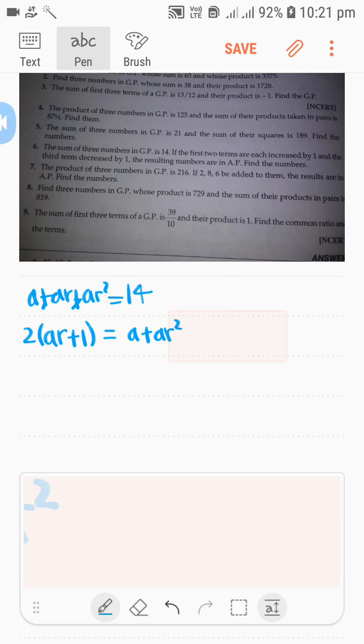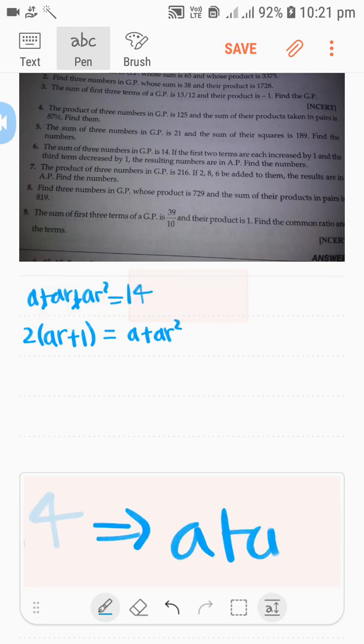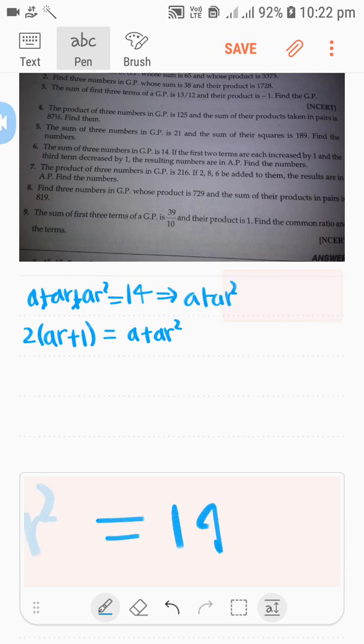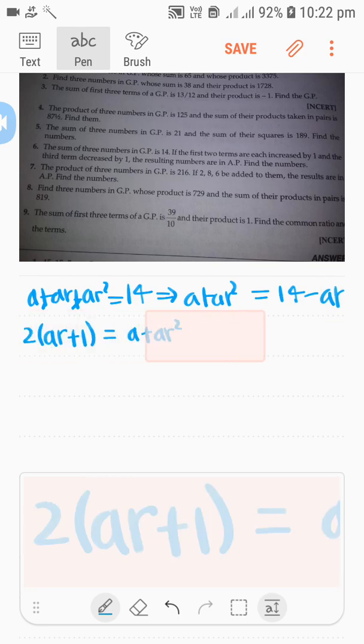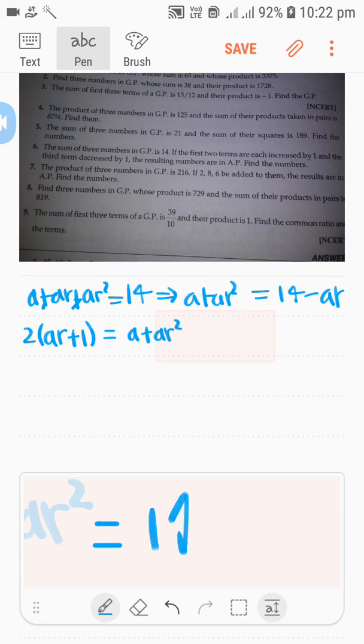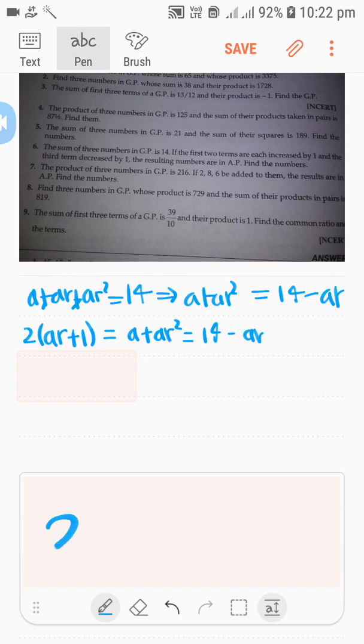And here's the deal: a plus ar squared we already know is just 14 minus a. Well, how? From this equation we know that a plus ar squared is nothing but 14 minus a. No, sorry, 14 minus ar. So this thing is going to be 14 minus ar. So we can take ar as x and just solve for ar. You will get 2x plus 2 is equal to 14 minus x, which means that 3x is equal to 12. So x is equal to 4. So we get ar is equal to 4.